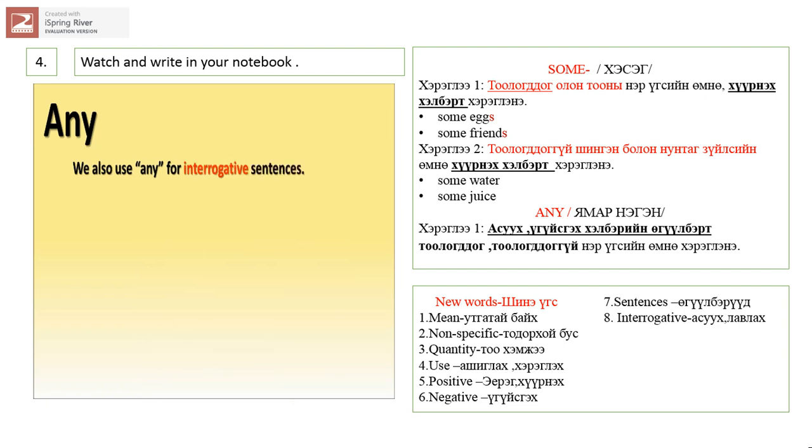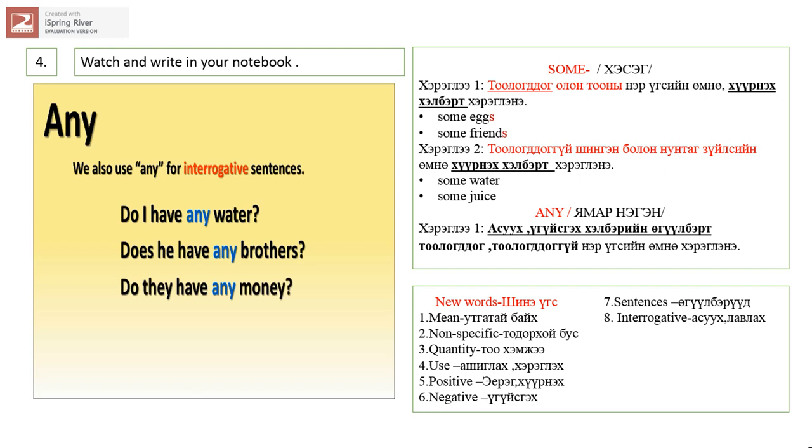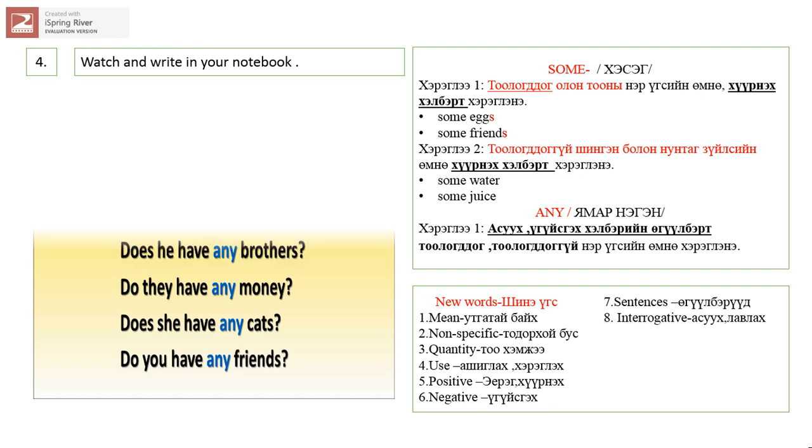We also use any for interrogative sentences. Do I have any water? Does he have any brothers? Do they have any money? Does she have any cats? Do you have any friends?